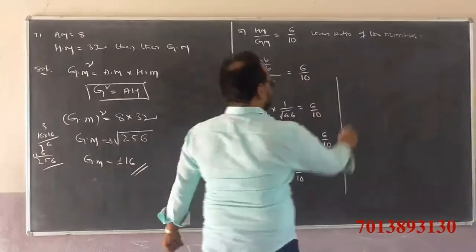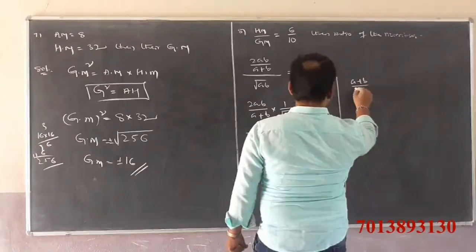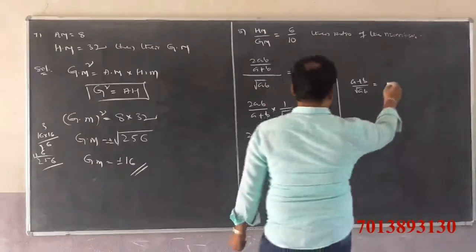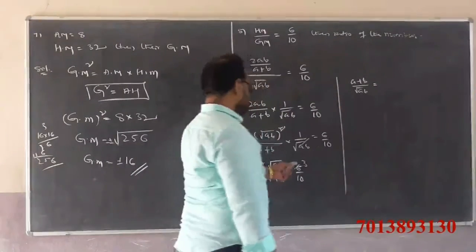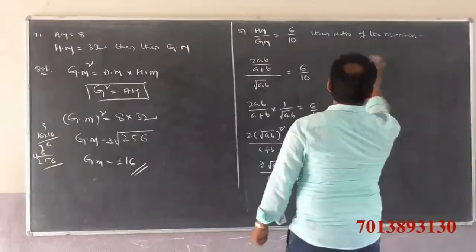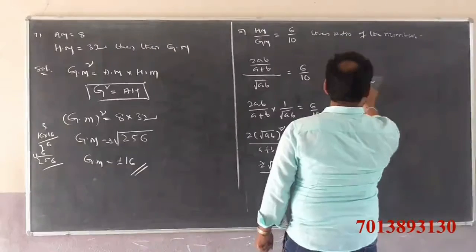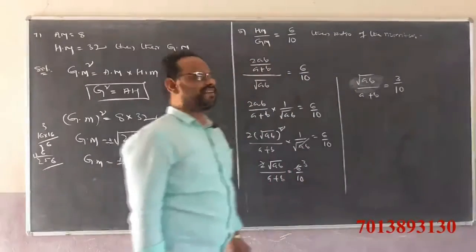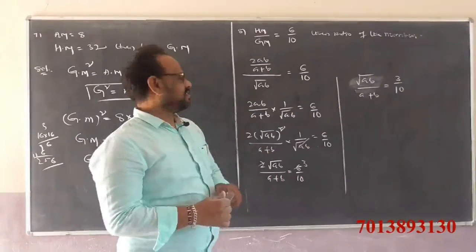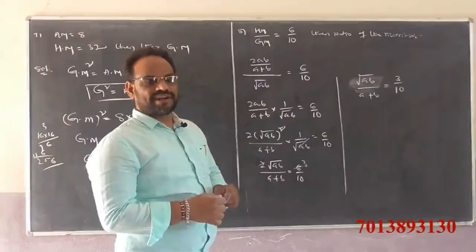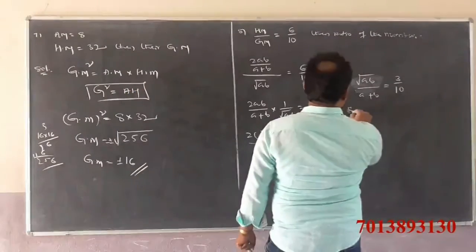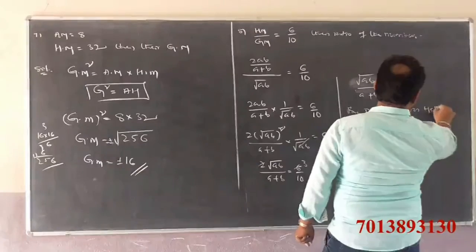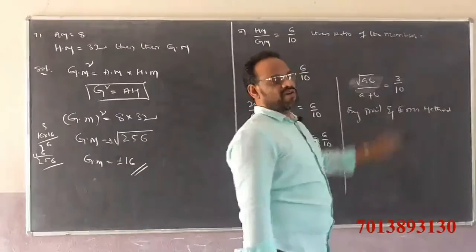If you invert, we get here a plus b by square root of ab is equal to 3 by 10. Or here, square root of ab is equal to 3 and a plus b is equal to 10. Square root of ab by a plus b is equal to 3 by 10, square root of ab value 3 and a plus b is equal to 10. By trial and error method, clearly square root of ab is equal to 3.